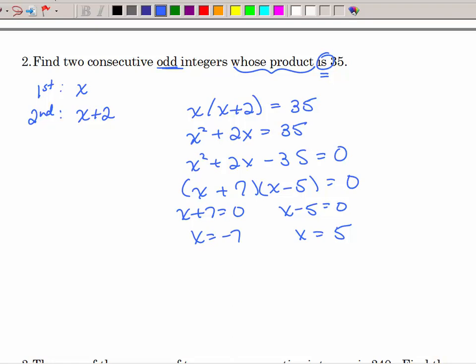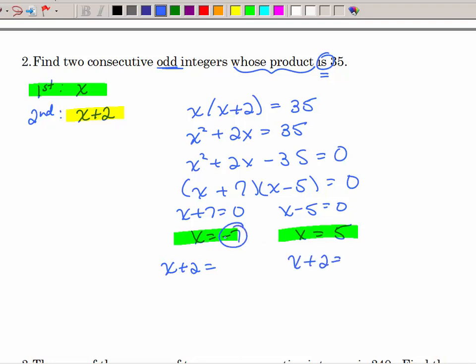Again, we want to go back up to that step. So I have x, but wait a minute, I have two different x's. That's right. Now I need to find x plus 2. So how do I do that? Well, I'm going to just put x plus 2 right underneath here. Okay, so if x is -7, -7 plus 2 is -5. But what if x is 5? 5 plus 2 is 7.